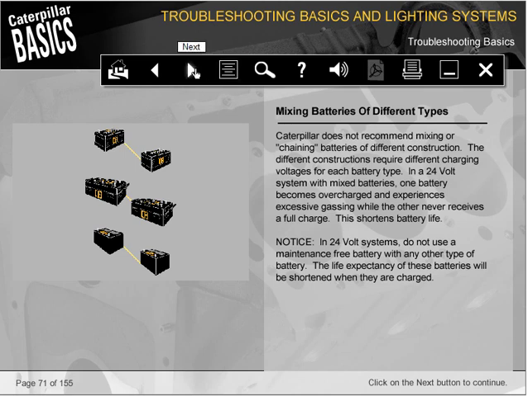Caterpillar does not recommend mixing or chaining batteries of different construction. The different constructions require different charging voltages for each battery type. In a 24-volt system with mixed batteries, one battery becomes overcharged and experiences excessive gassing, while the other never receives a full charge. This shortens battery life.